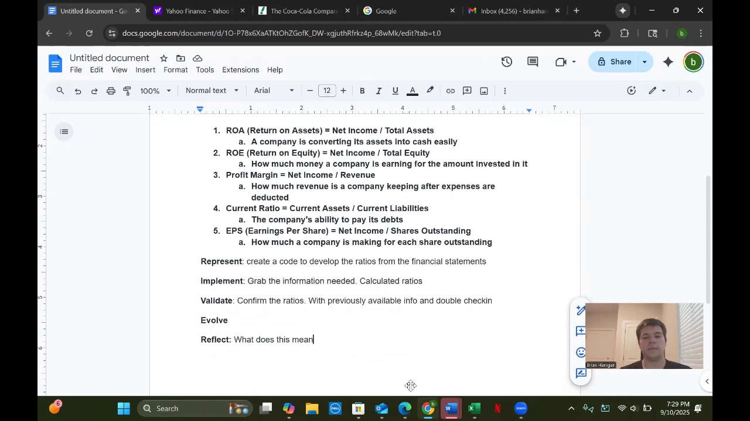So to reflect, what does this all mean? Coca-Cola is a strong company. The financial metrics show that. It's a very stable, mature, financially healthy company and would probably be a great investment. There's no real risk. It's a very safe investment.